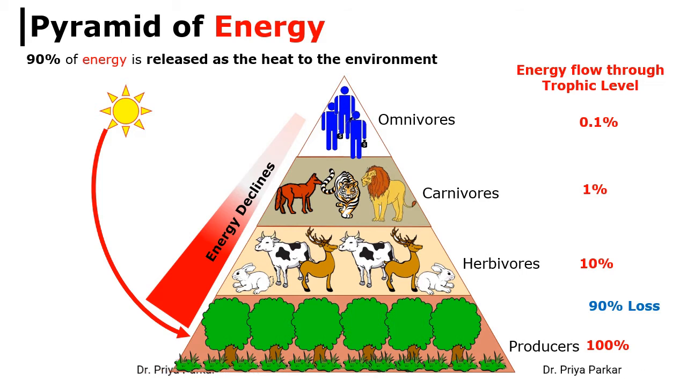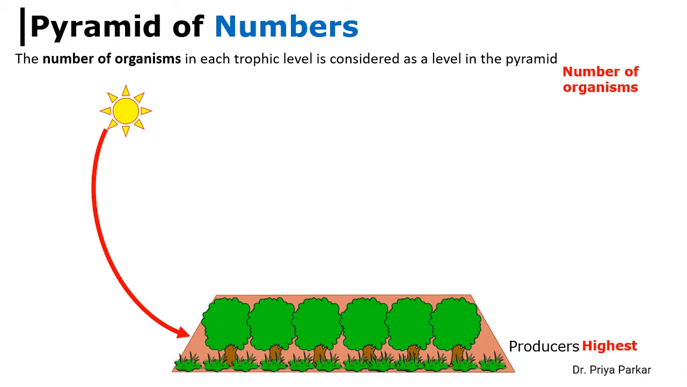Thus, the pyramid of energy shows that the flow of energy decreases with every increasing trophic level from bottom to top. The energy is highest at the bottom of the pyramid and it is lowest at the top of the pyramid. Now, we will study pyramid of numbers.